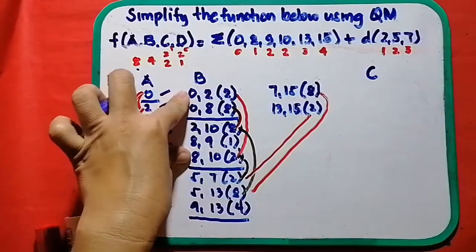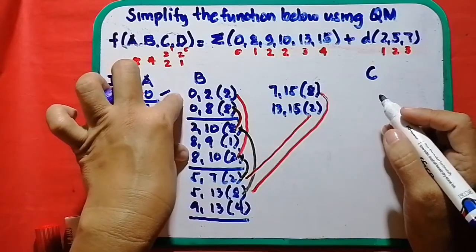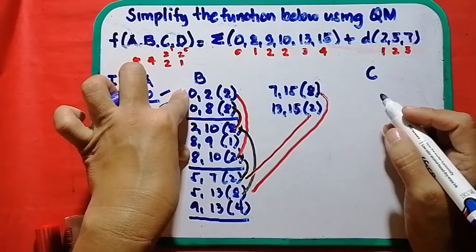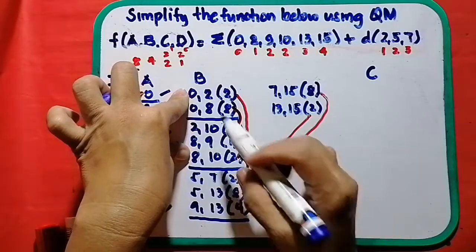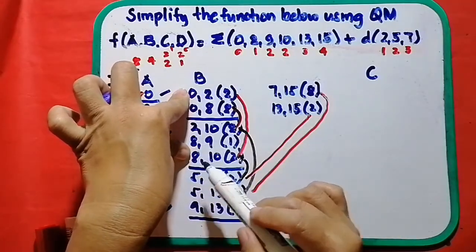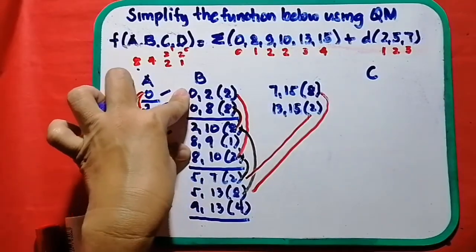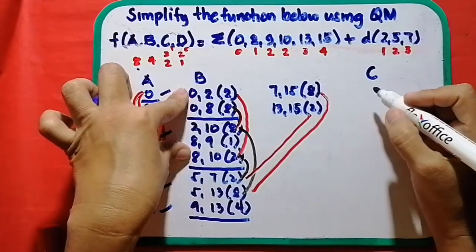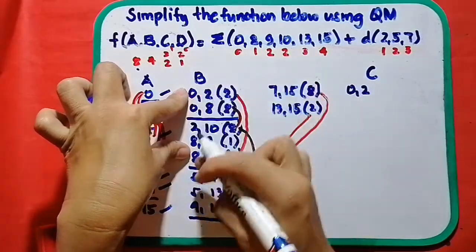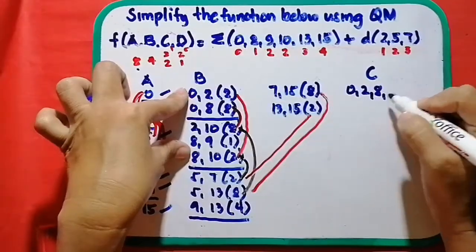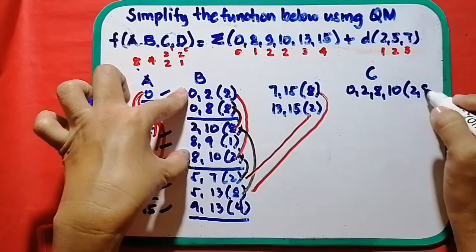So we proceed. We compare here with this one because both have the same difference, which is 2. Then we compare again the new difference, meaning to say, if we convert it to binary, they will be differing in 2 positions. The new difference would be 0 minus 8, which is 8. So they will be differing in 2 positions for column C. This time you write it as 0, 2, 8, 10. A difference of 2, and 0 minus 8 is 8.